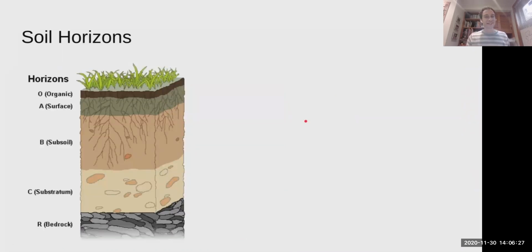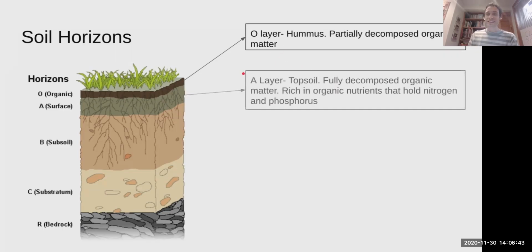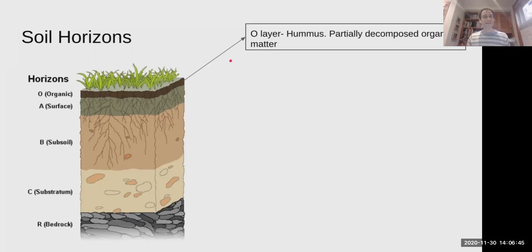Our top layer is the O layer. The O actually stands for organic. This is what's referred to as humus, not the dip, not hummus, not the chickpea thing, humus. This is partially decomposed organic matter. So think of leaf litter or pine needles, things like that, that are not fully decomposed yet.